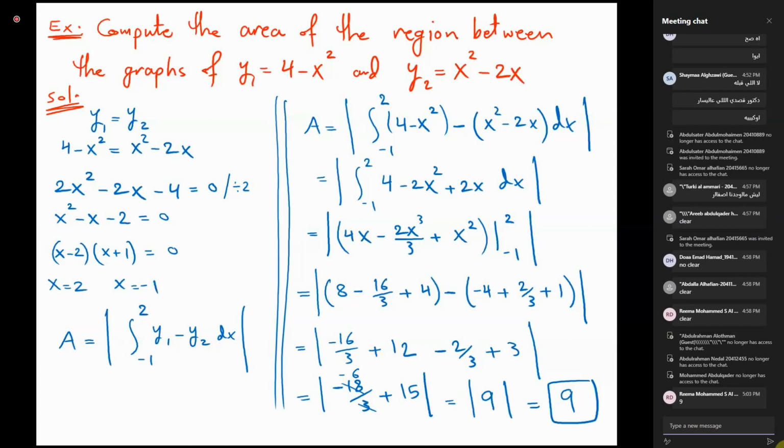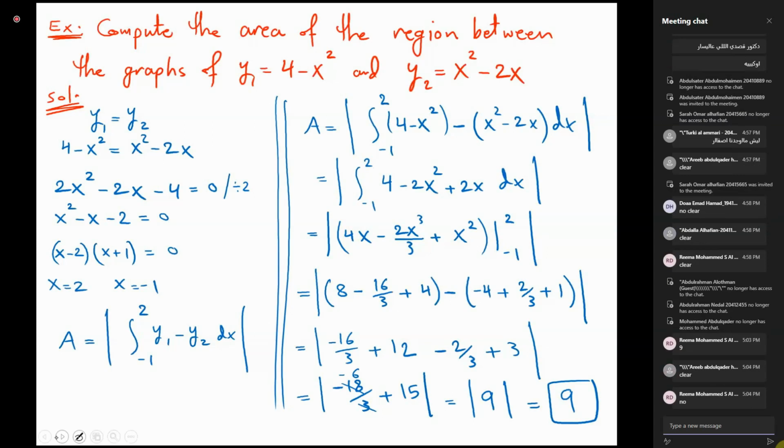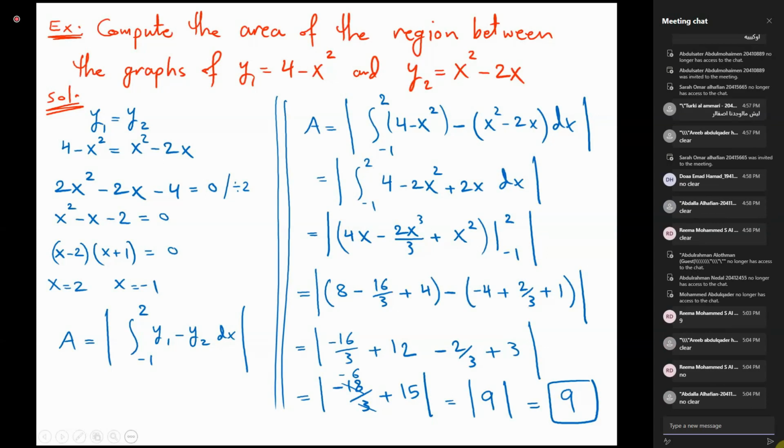Any question? Okay, this is the area between two curves.